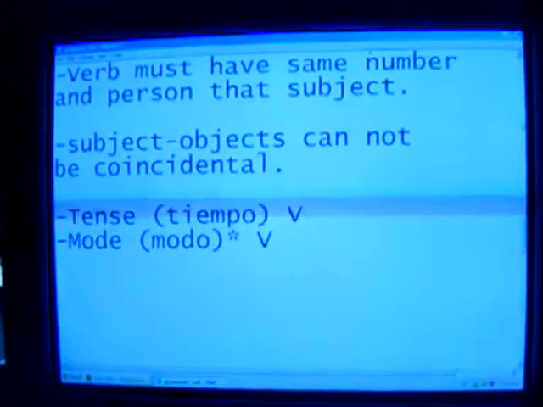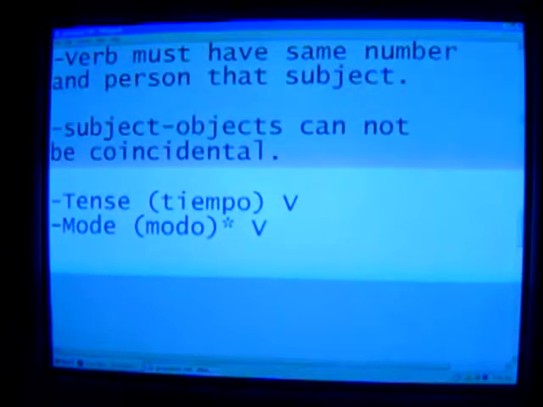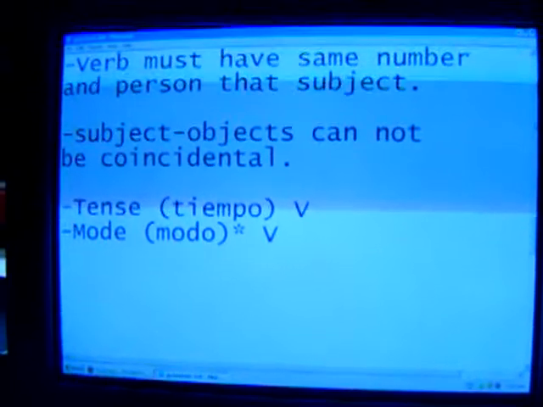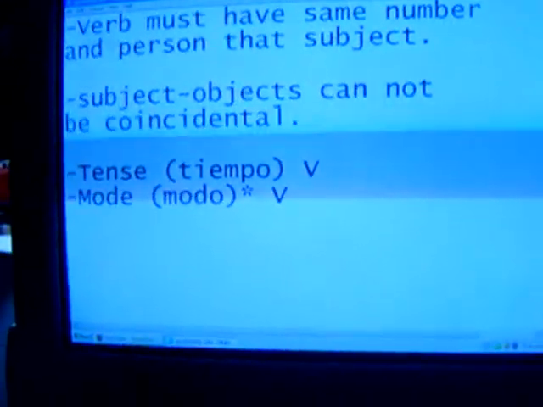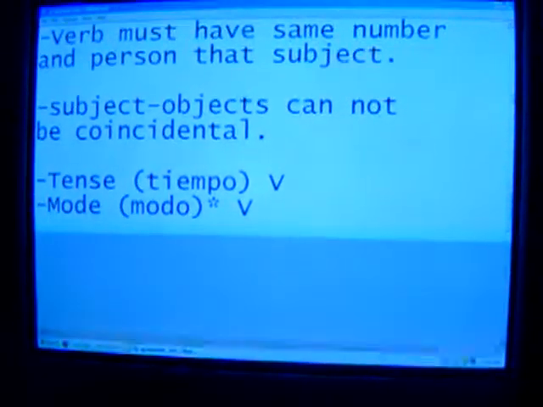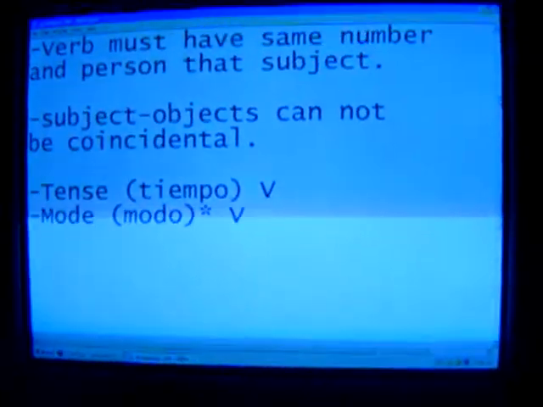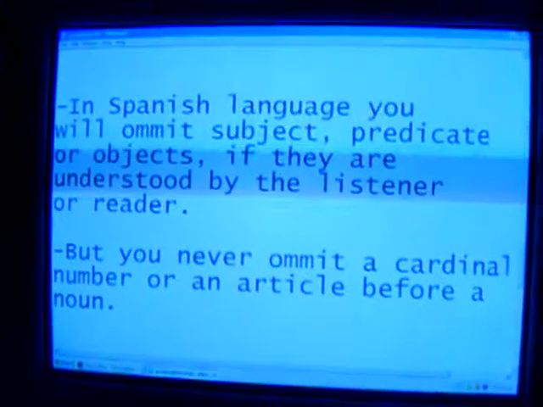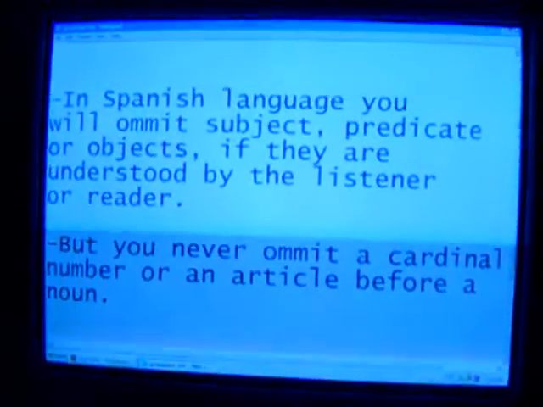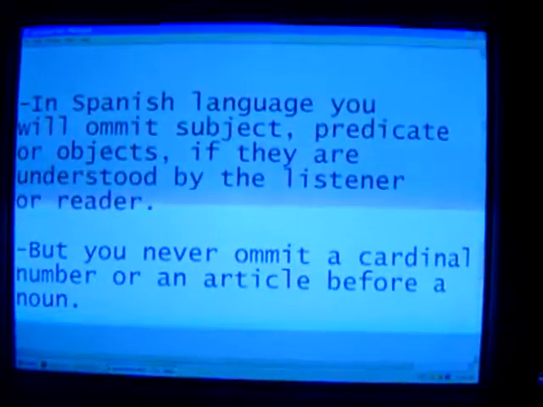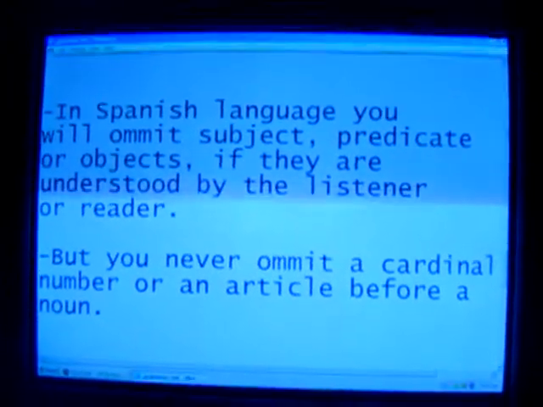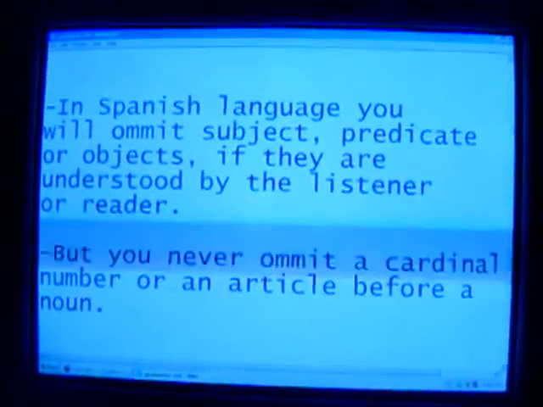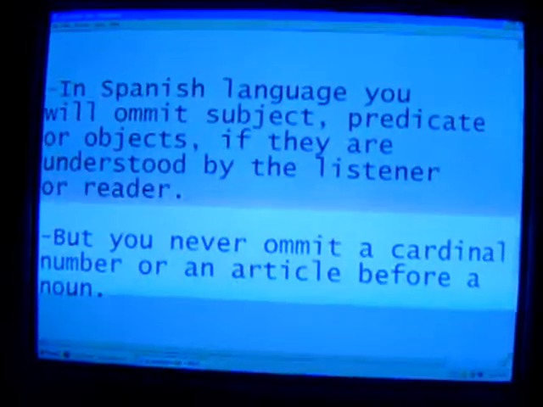Also there is the tense. In English there are two tenses: the past tense and the non-past tense. In Spanish there are the past, the present, and the future. And also there's a mode that is not present in English, but that will be discussed later. Also, in the Spanish language, you will omit a subject, a predicate, or even an object if they are understood by the listener or the reader. But you never omit a cardinal number or an article before a noun.